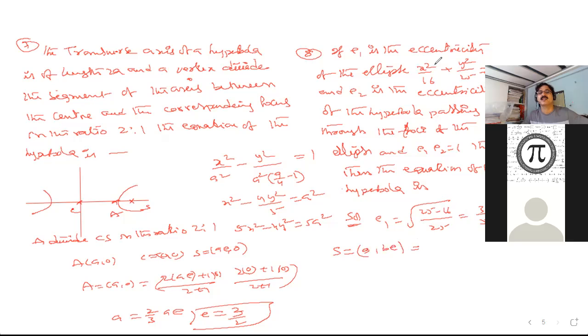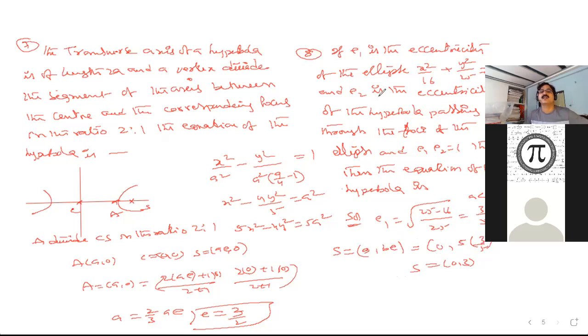Why? Because A is less than B here. A is less than B. That's the reason we are getting 0 comma B. B is what? 5 comma 3 by 5. So foci is 0 comma 3. This is the foci of the ellipse.